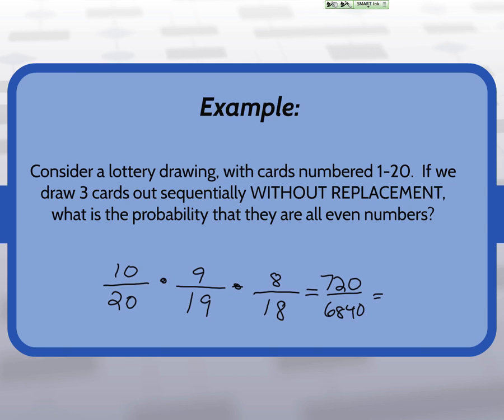So when we multiply straight across, we get 720 over 6,840. Which is 2/19 or 0.105. Are you guys having any concerns?